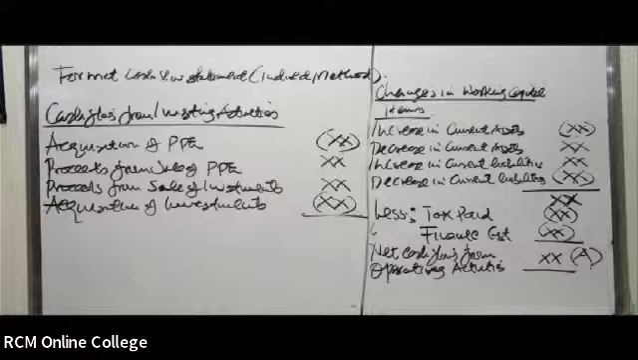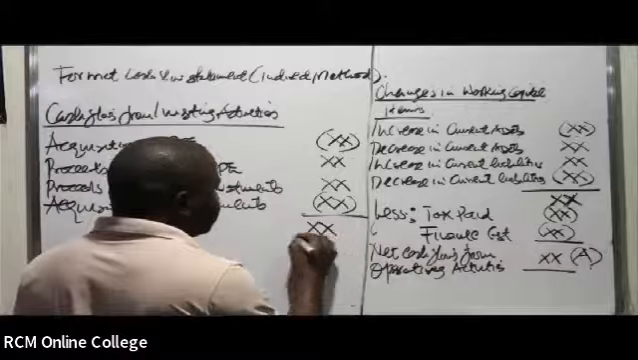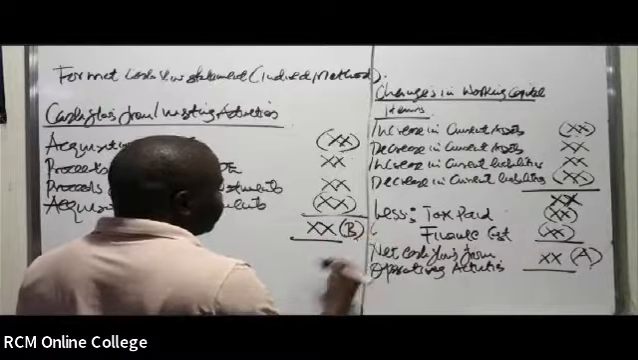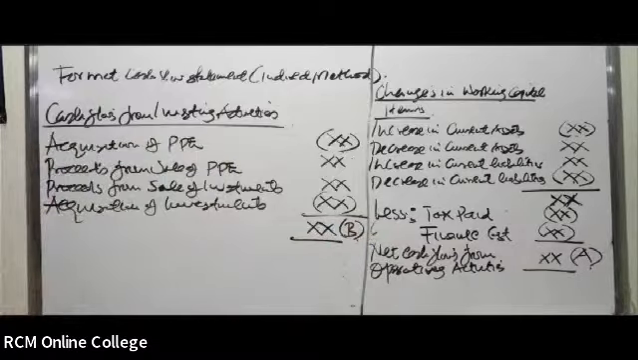So acquisition and sale of assets. Of course, that is the end of the second part of the cash flow statement. That is part B.